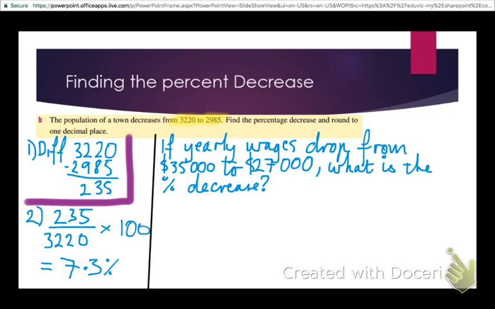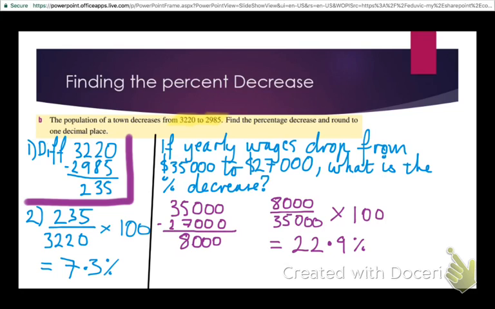Okay, so the question asks, if yearly wages drop from $35,000 a year to $27,000 a year as a minimum wage, we want to know what the percentage decrease would be for anyone affected by that wage drop. So if needed, just take it to one decimal place. Okay, pause the recording and I will pop the answers up for you shortly.